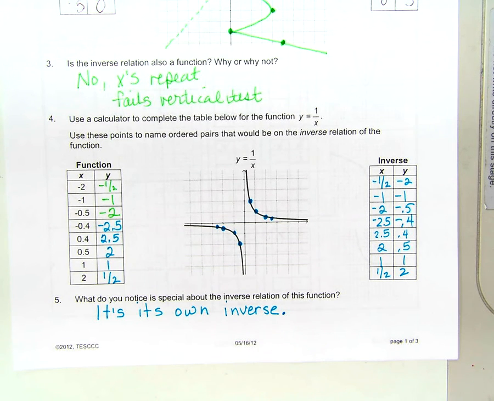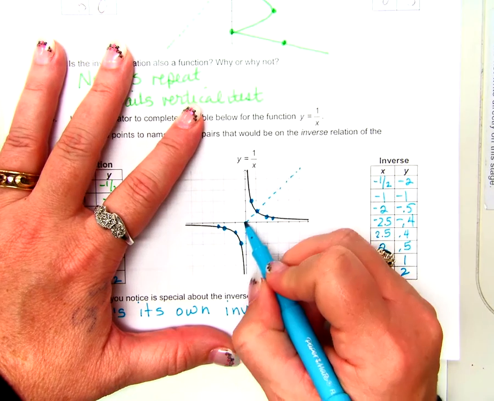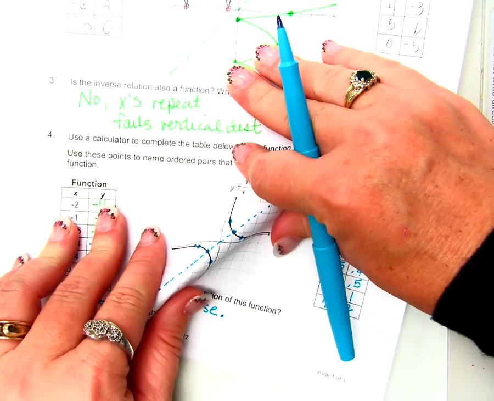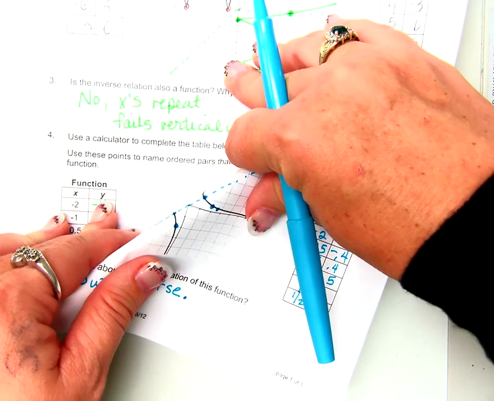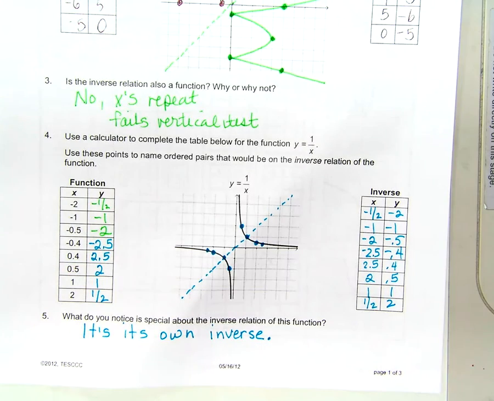Okay? Guys, but think about this. If I put in my line y equals x, and I folded it, what would happen? Wouldn't they end up right on top of each other anyways? Yes. That's why it's its own inverse.